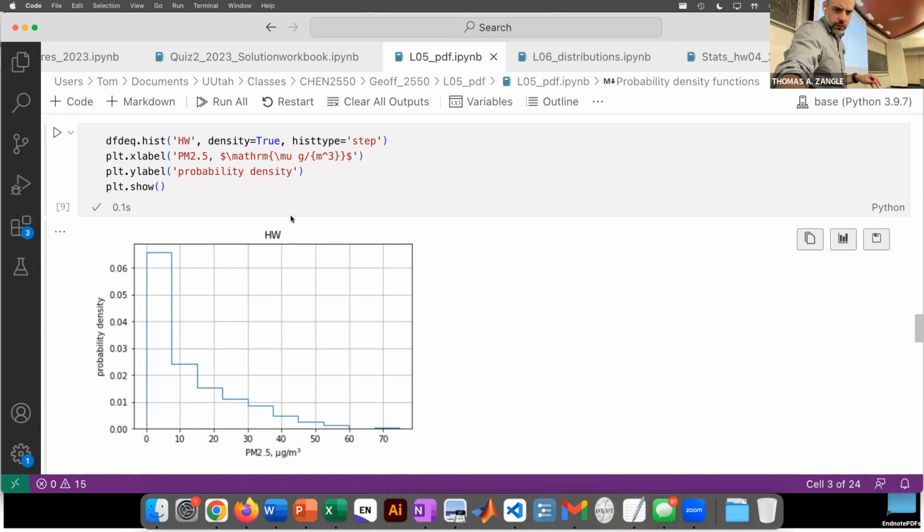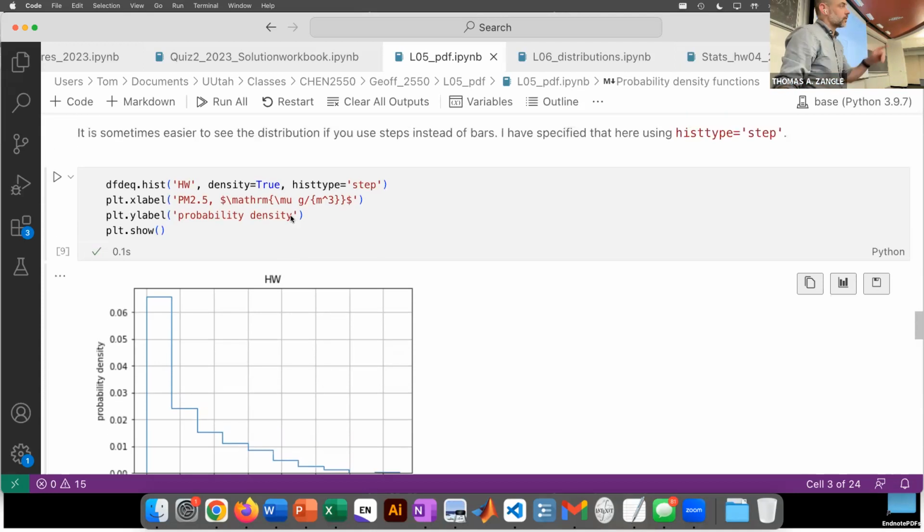Because there's roughly, let's see, 1, 2, 3, 4, 5, 6, 7, 8, 9, just call it 10 bins. So they would have to be, you're correct, actually. I apologize. You're correct.